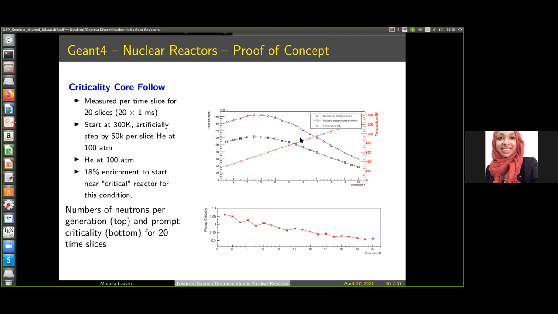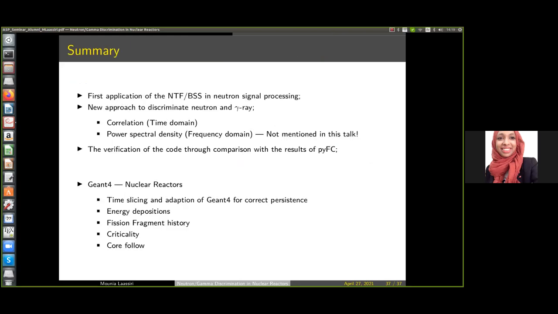So based on a comparison between the change in the number of neutrons in each time slice and the criticality, which is calculated depending on the number of parents and daughters, each 2 millisecond time slice corresponds to an average of 1.51 neutron generation. So yeah, the overall conclusion.